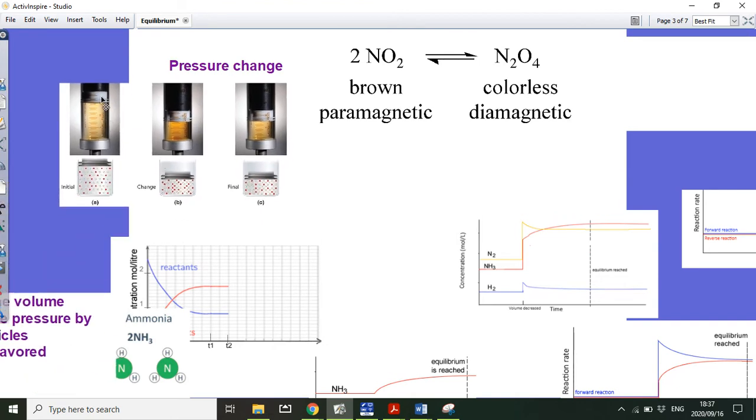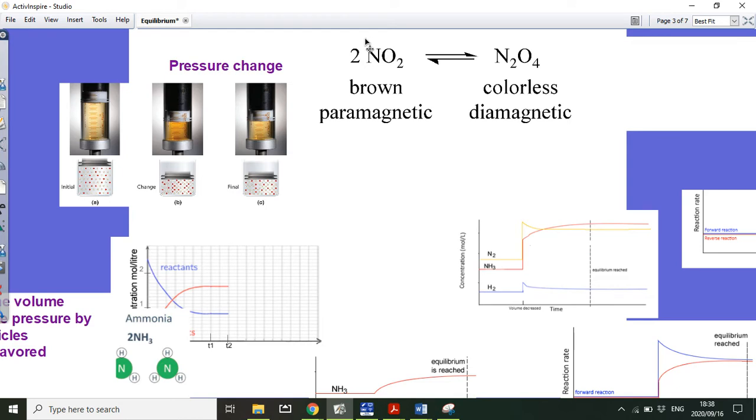I take this gas and I compress it. Now, initially, yes, I'm pushing it down, so I'm pushing these particles closer together so they will get a bit more dense. But now you can see the volume is much smaller. If the volume is smaller, the pressure has gone up. But now the only way I can decrease pressure is by having less particles bounce here against the side. So the reaction will favor less particles forming.